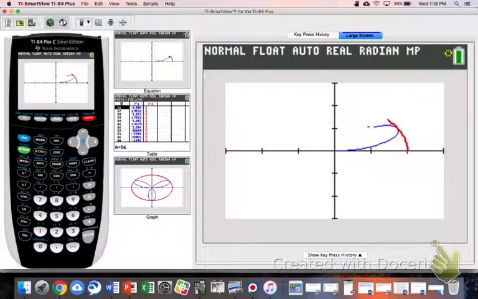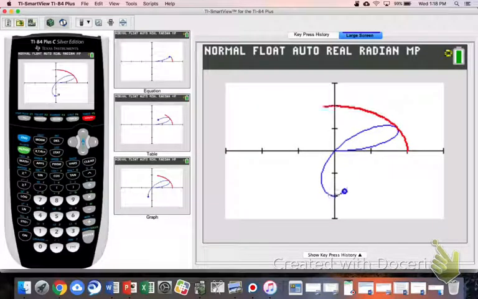The circle is doing its thing. There's the rose. The rose has not been traced yet, but now it has, and it stops, right? Because I limited the domain for both. You can see that all it takes is 0 to pi.